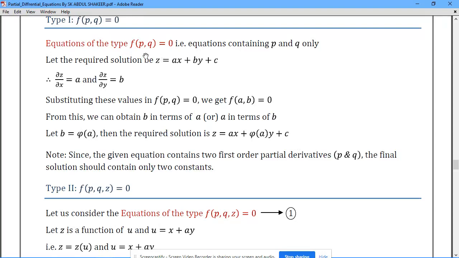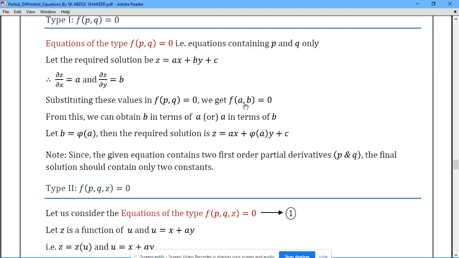If the equation contains f of p, q equal to 0, that is, an equation having only p and q, first of all we have to define the complete solution, that is z equal to ax plus by plus c. And then we have to replace p as a and q as b in the given equation. Thus the equation becomes f of a comma b equal to 0.